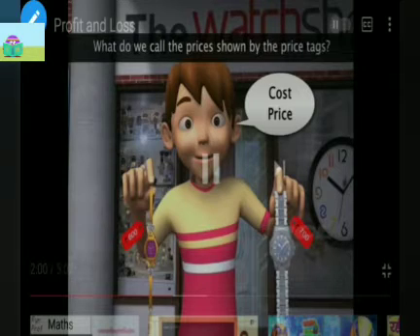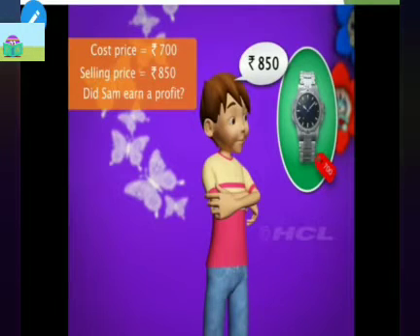Now suppose Sam is a boy and he has two watches. One ladies watch and one gents watch. He purchased the ladies watch at rupees 600 and the gents watch at rupees 700. And now, since he is a shopkeeper, he is going to sell them. The first watch he sold is the gents watch. He purchased the watch at rupees 700 and he sold it at rupees 850.